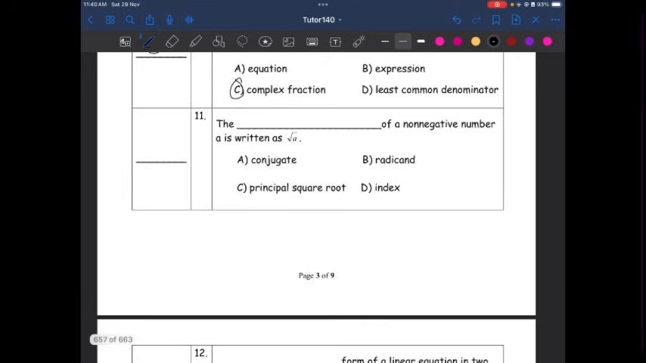The blank of a non-negative number a is written as root a. That's the principal square root, so C. So if you want to find the principal square root of a non-negative number, for example, 25, you write it as root 25. A is 25. So the principal square root of a non-negative number, 25, is written as root 25. And then the square root will be 5.